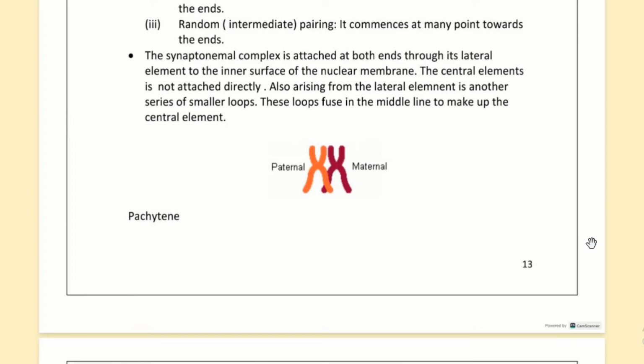The synaptonemal complex is attached at both ends through its lateral elements to the inner surface of the nuclear membrane. The central element is not attached directly. Also arising from the lateral element is another series of smaller loops. These loops fuse in the middle line to make up the central element.